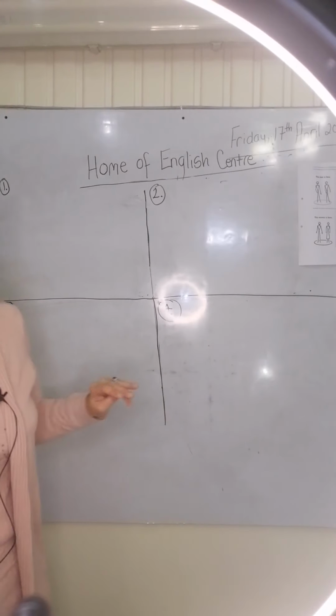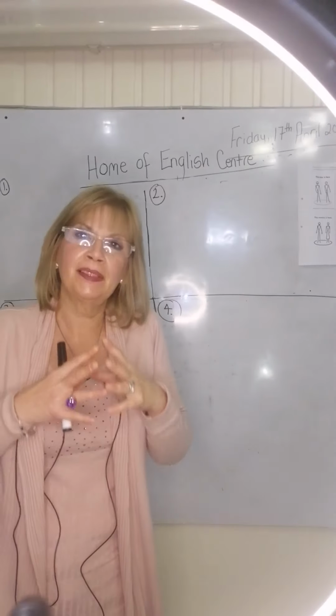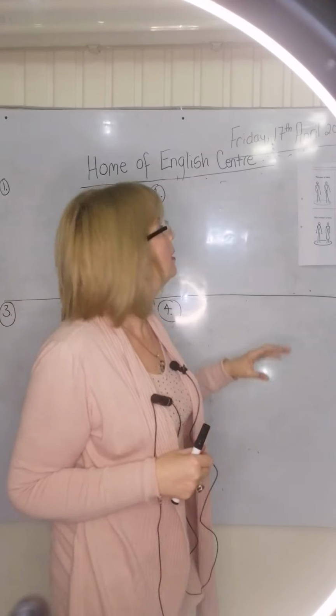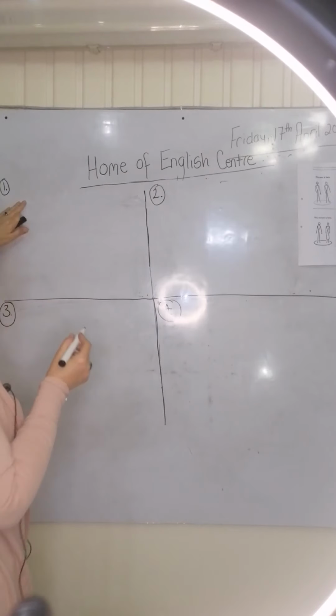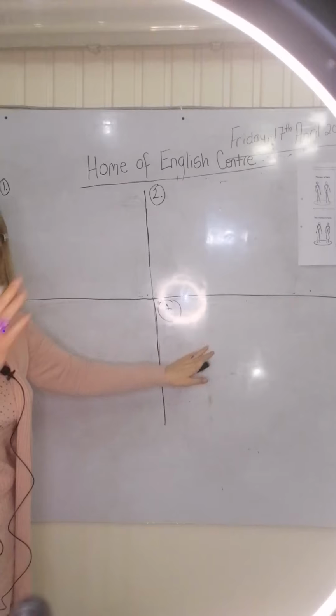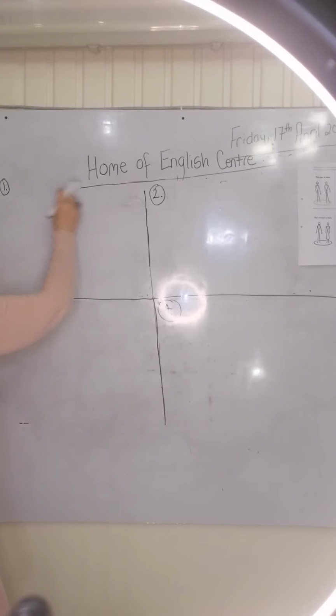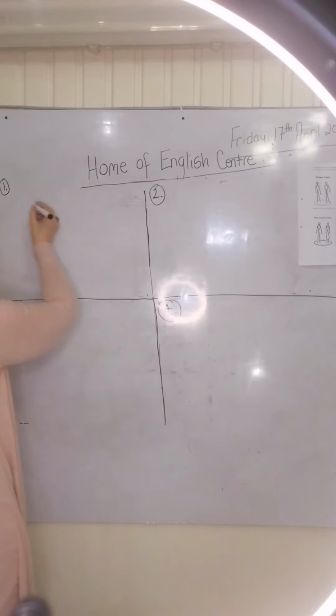Okay, so welcome back. We're going to start exactly where we left off. So in our picture, and I've numbered them 1, 2, 3 and 4 to show you where we start first and where we end. We have two men. Here they are.